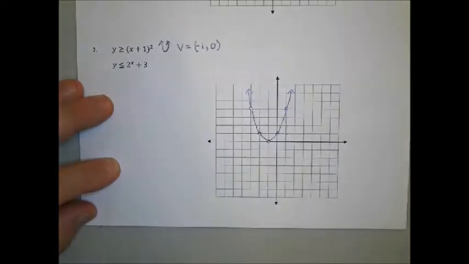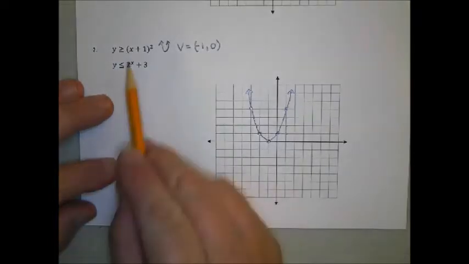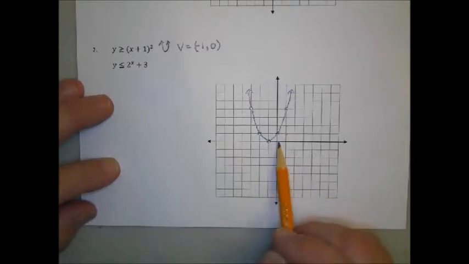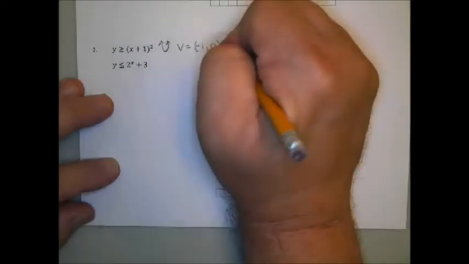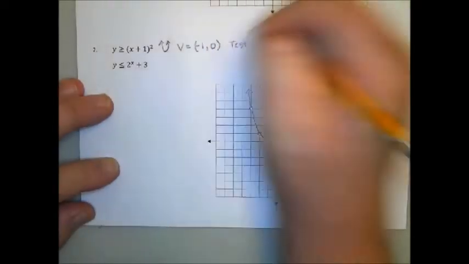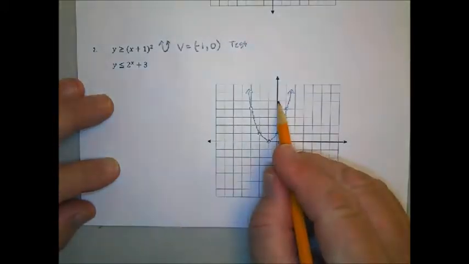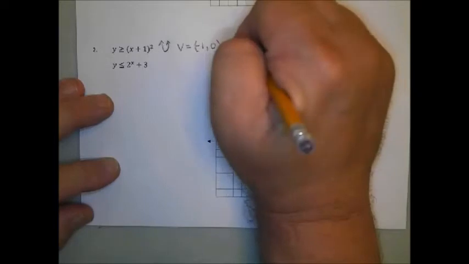But because it is an inequality, we need to figure out, do I shade inside or do I shade outside? I could test 0, 0 again, but this time I want to give you a true answer. So let's test the point right here, 0, 5. Let's test 0, 5.